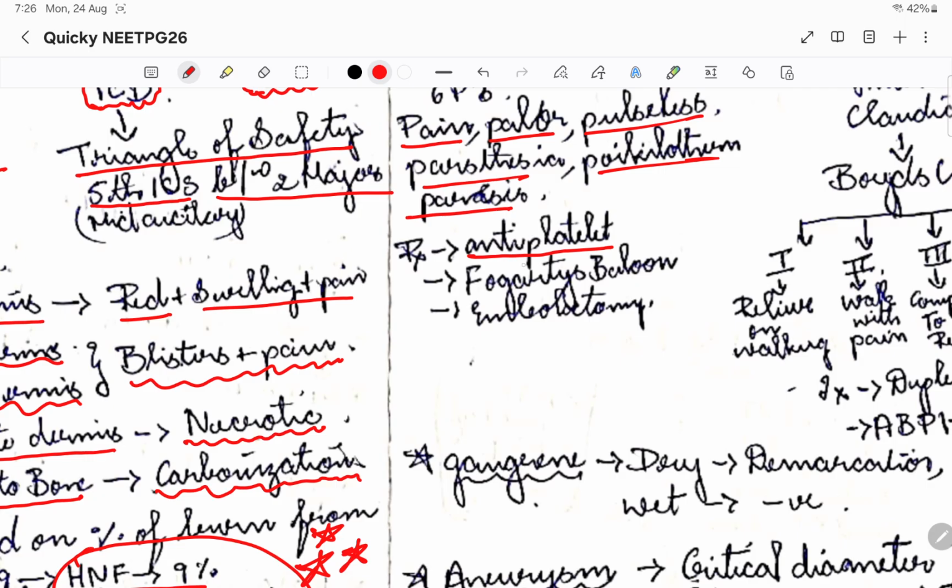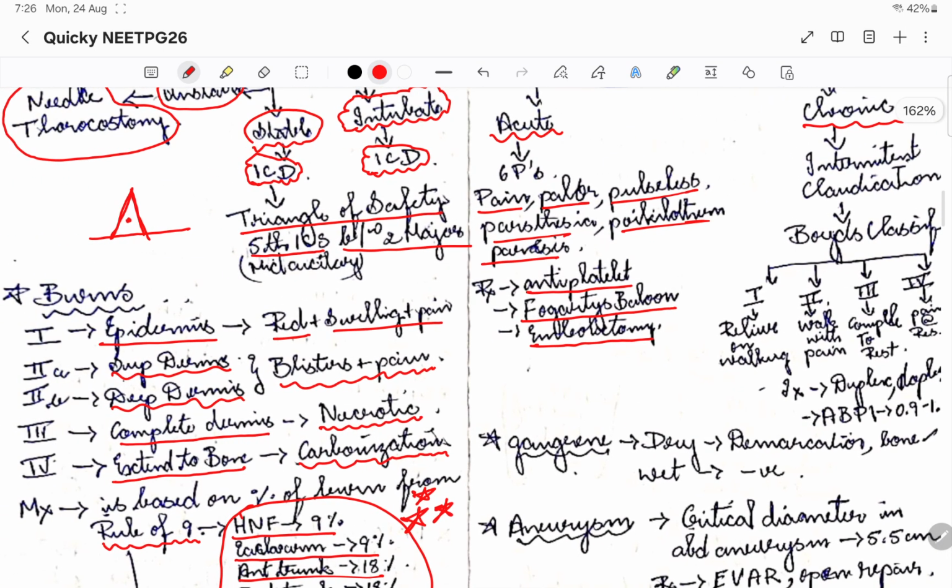Okay, so if it is a vein, we are going to go for anticoagulant. So that is the difference. Okay, the antiplatelet drugs we are going to use, there is something called Fogarty's balloon. It is nothing but dilating that particular artery. If not, we'll go for embolectomy. Okay, we'll go and remove that emboli.